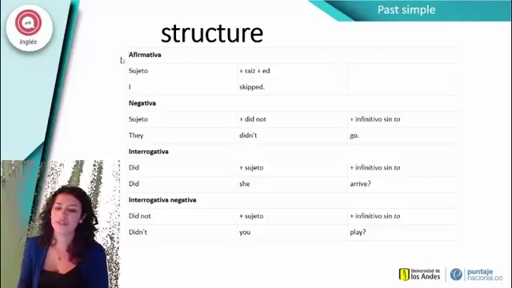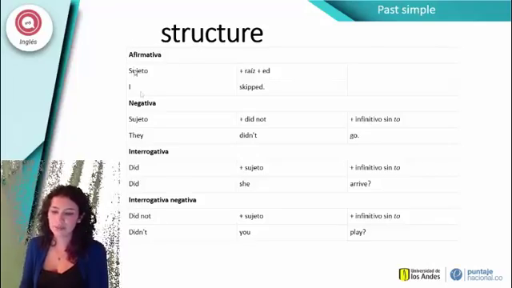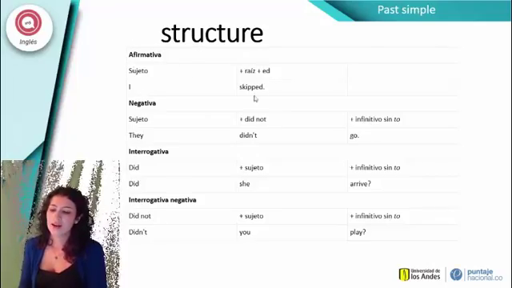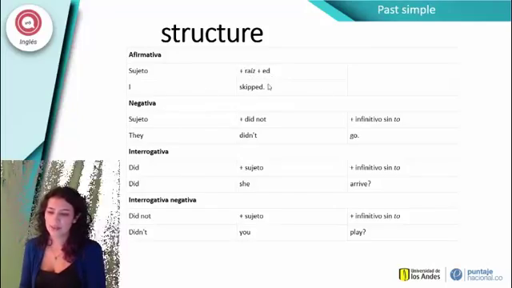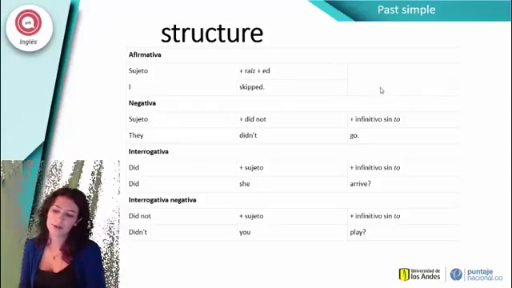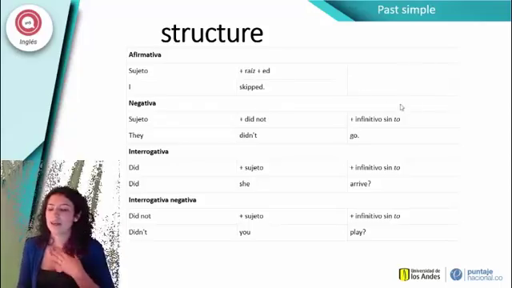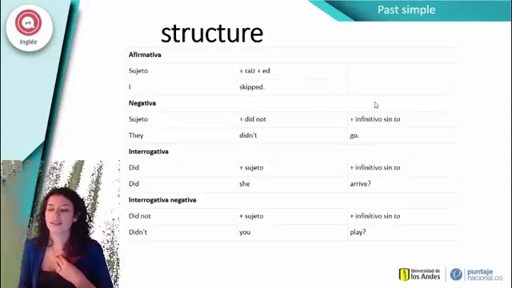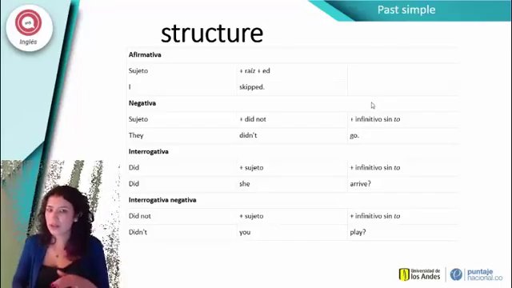First, for the affirmative, we have the subject, the verb in infinitive, and we have ed. So, I skipped. Then we have, for example, the complements, yeah? So, I skipped class, for example, that today you missed class, I skipped class.